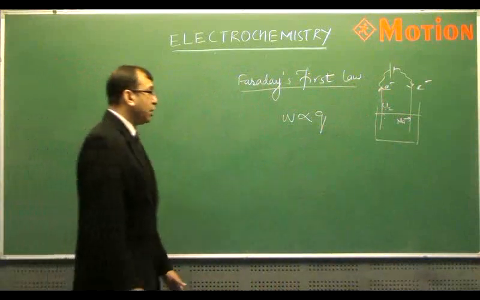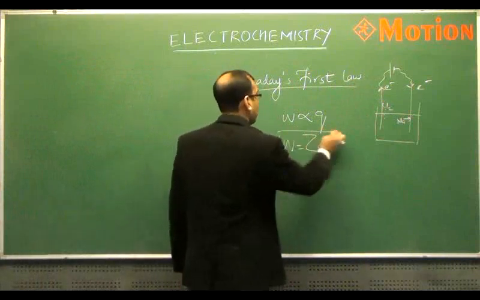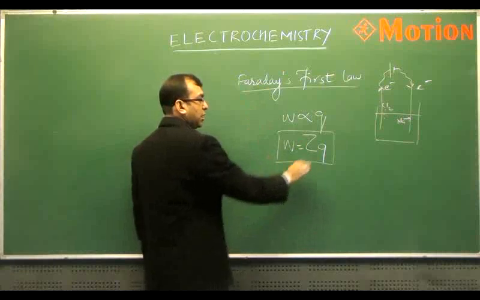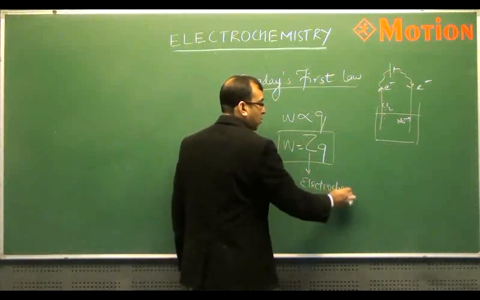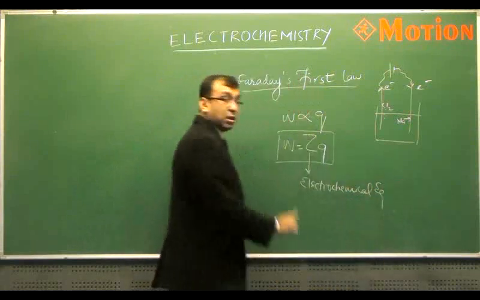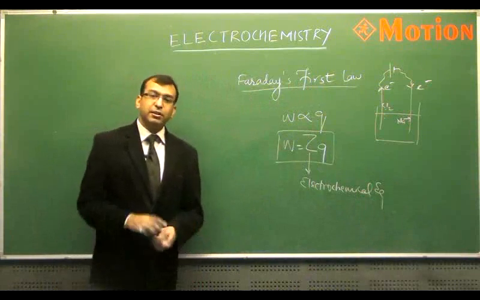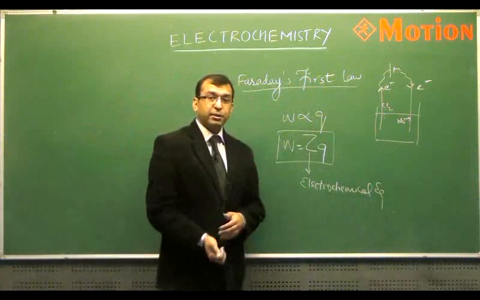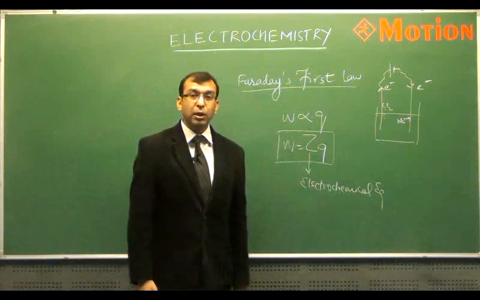Now there comes the proportionality constant. The proportionality constant is capital Z into Q. Capital Z is called electrochemical equivalence. What is this electrochemical equivalence? It is simple. We can define it. If 1 coulomb of charge is passed, the weight of material discharged is called electrochemical equivalence.